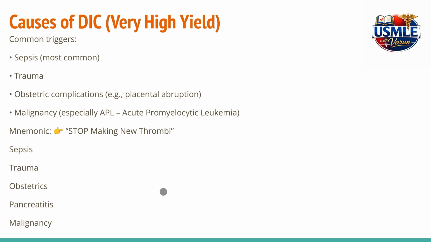Common causes of DIC include sepsis, which is the most common cause, then trauma, then obstetric complications like abruptio placentae, and malignancies, especially acute promyelocytic leukemia. We can memorize the causes of disseminated intravascular coagulation using the mnemonic STOP Making New Thrombi. S stands for sepsis, T stands for trauma, O stands for obstetric causes, P stands for pancreatitis, and Making New stands for malignancies like APL.